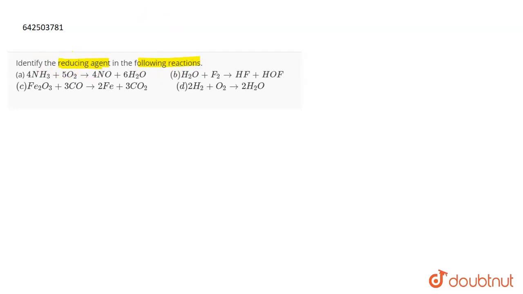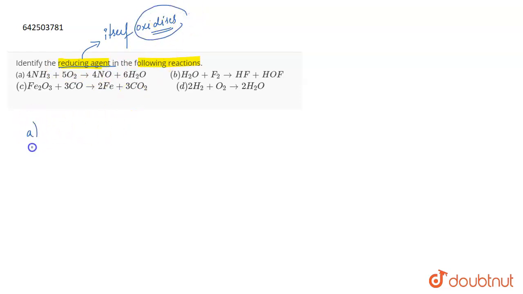The question is: identify the reducing agent in the following reaction. So you're given a set of reactions and you have to identify the reducing agent. The first thing that you should know is that the reducing agent is the one which itself oxidizes. The substance which itself oxidizes is known as the reducing agent, and the substance which itself reduces is known as the oxidizing agent. So here you have to identify the reducing agent. It means that you have to identify the substance which itself oxidizes.